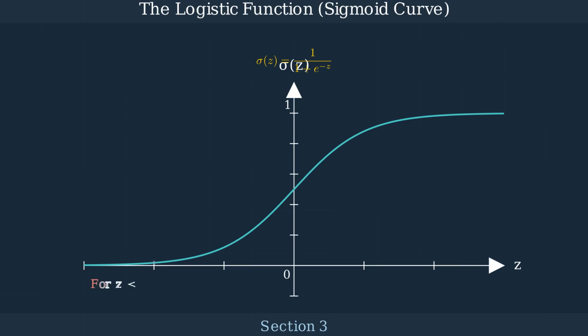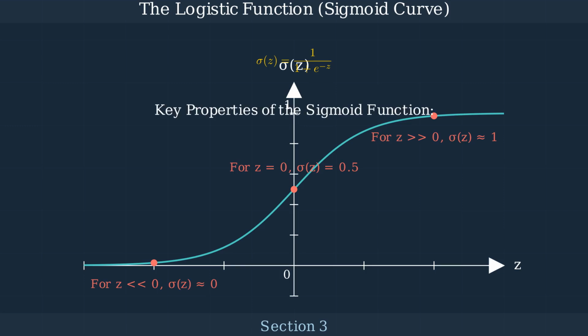z. When the input value z is very negative, the sigmoid function approaches 0. At z equals 0, the function equals exactly 0.5, which represents a 50% probability. And when z is very positive, the function approaches 1.